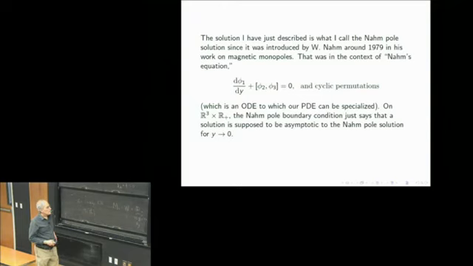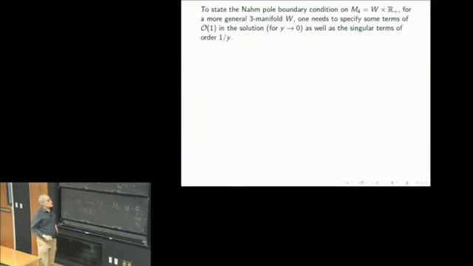So on R3 times R plus, the Nahm pole boundary condition just says that a solution should be asymptotic to the Nahm pole solution for y going to 0. Now that was the Nahm pole boundary condition on R3, when the boundary is R3. But it has an elegant analog on any 3-manifold W.